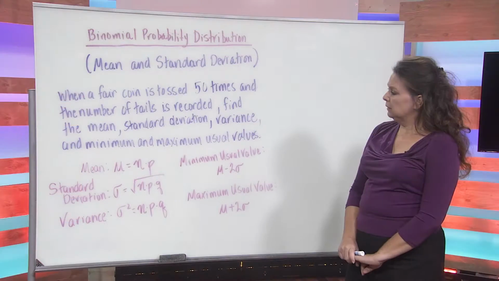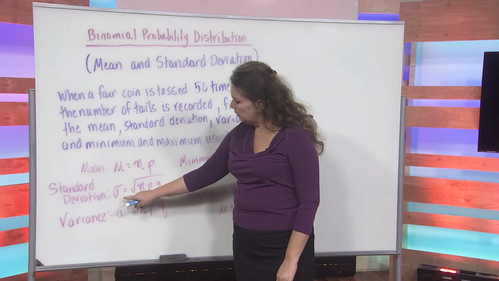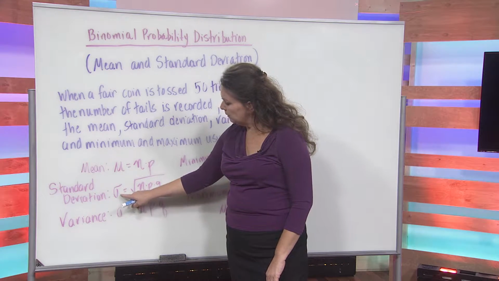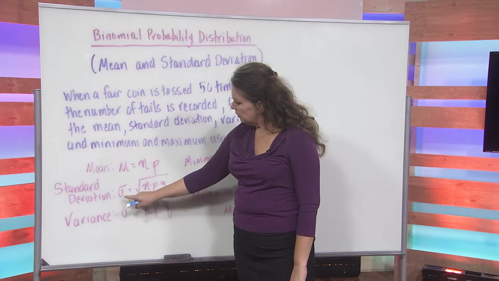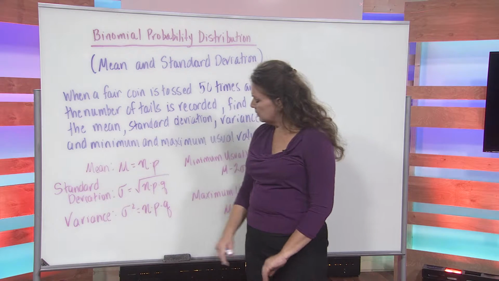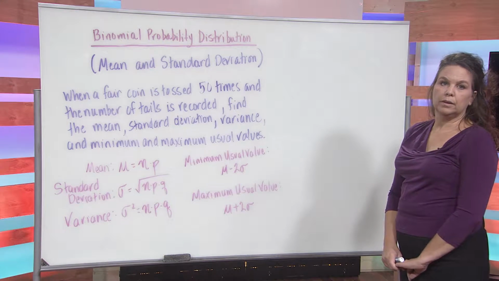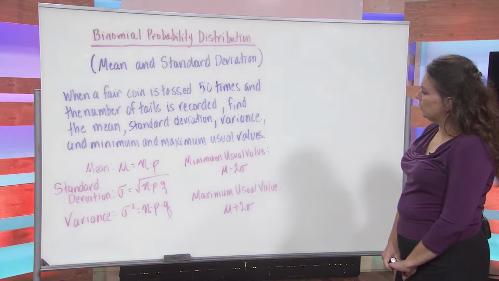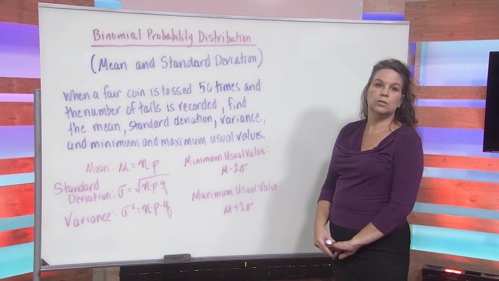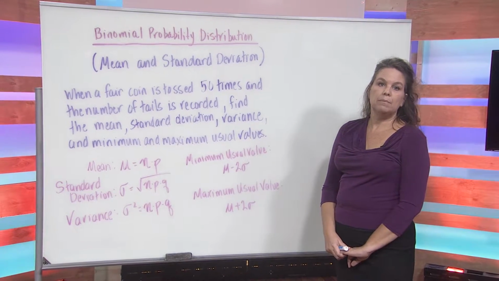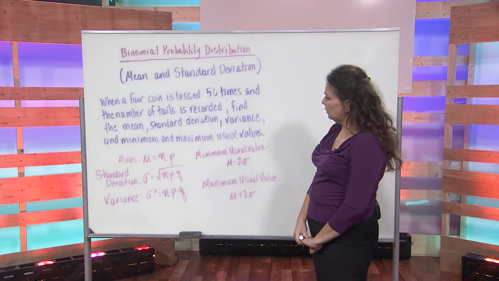The variance is sigma squared. So for the standard deviation and the variance, we have the Greek letter sigma. Standard deviation is just sigma. Variance is sigma squared is equal to n times p times q. And then our minimum and maximum usual values are the mean minus 2 standard deviations and the mean plus 2 standard deviations. So we're going to calculate each of these values.